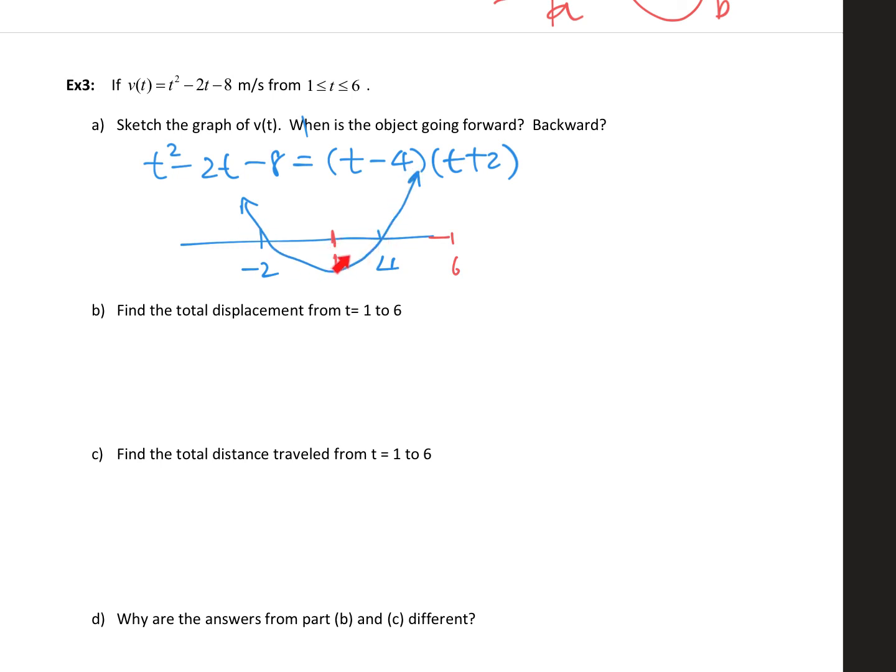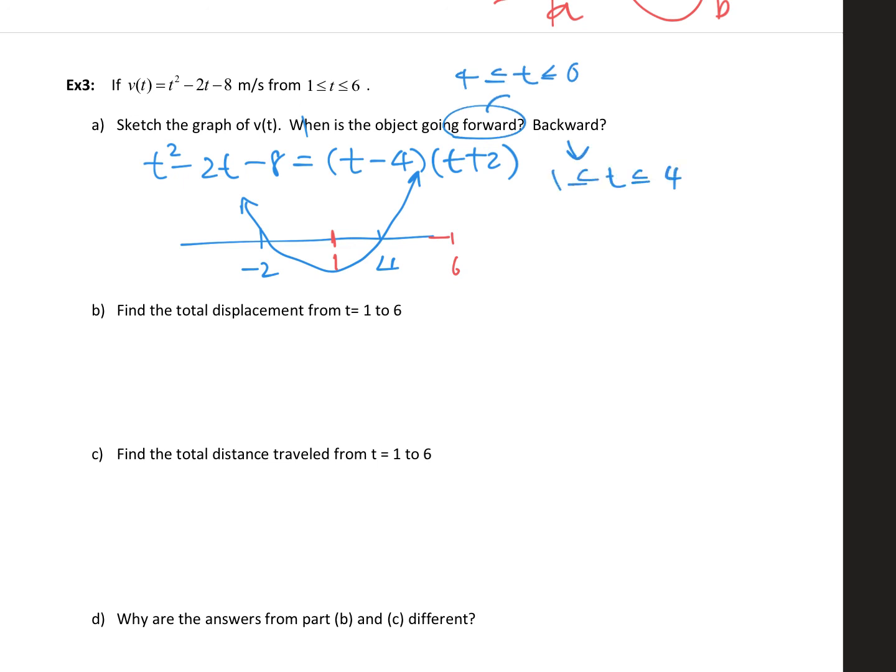So from 1 to 4, you're going backward, and then from 4 to 6, you're going forward. Because this is negative, you're basically going backward. This is positive, so you're going forward. So where is it going forward? For t between 4 and 6. When it's going backward, t is between 1 and 4.